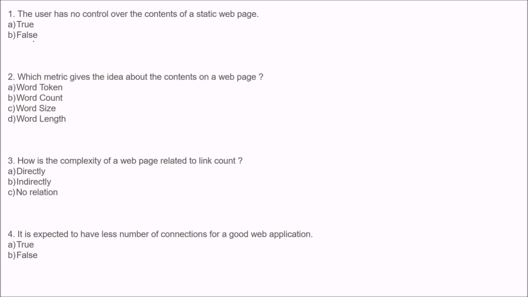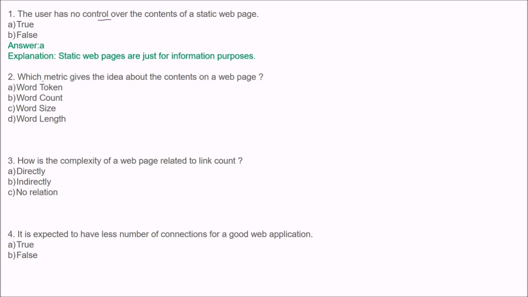Now the next topic is web engineering project metrics. The first question in this is, the user has no control over the contents of a static web page. Is it correct? Yes. The static web pages are just for information purpose. There is no dynamicity, so whatever has been written is written. We don't have any control.